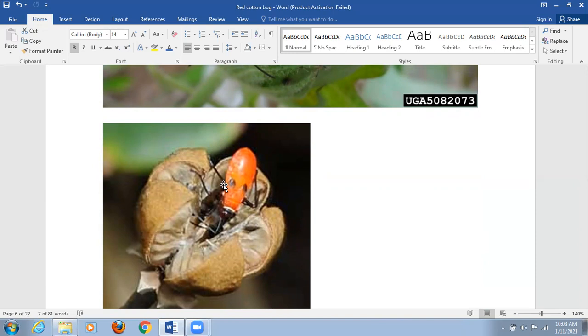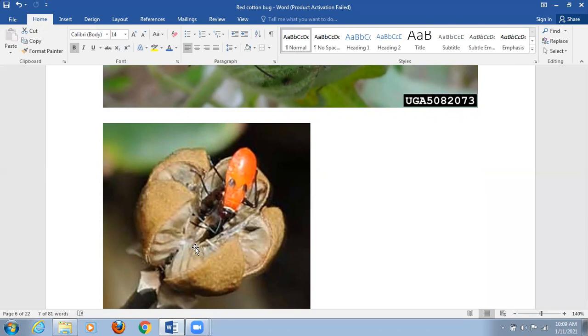If the attack is severe, then the cotton bolls open badly, and the lint is of poor quality. Lint means the cotton thread, which is of very poor quality because the boll is badly opened, before maturity.